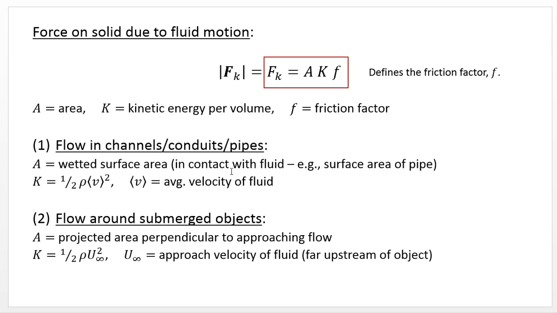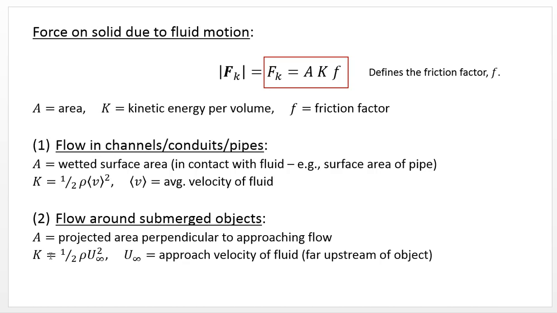Now for flow around a submerged object, the definition of the area is different. In this case, it's the projected area perpendicular to the approaching flow. So if one has flow past a sphere of radius r, the projected area is a circle of radius r, and so the area is pi r squared in that case. So it's the projected area perpendicular to flow for external flows, whereas for internal flows, it's the area of the solid in contact with the fluid.